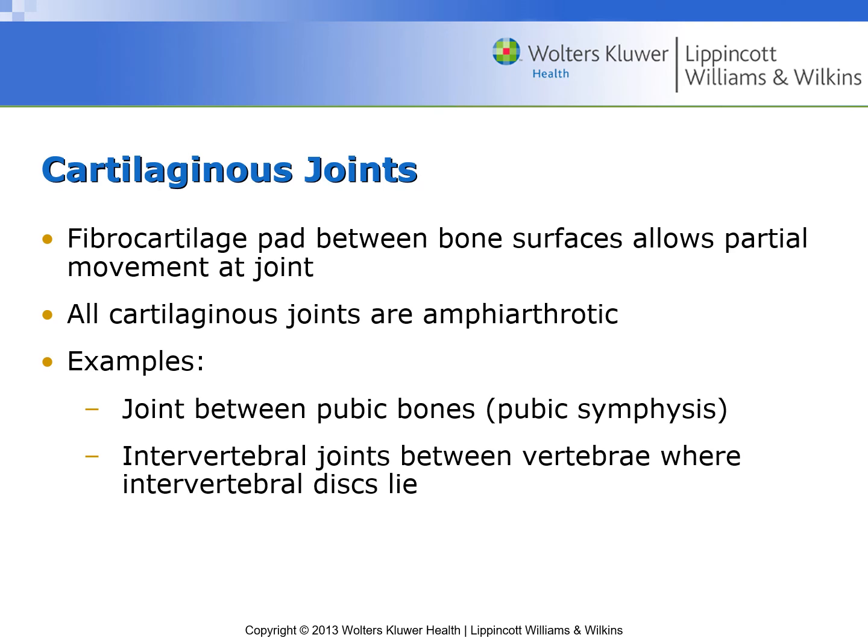Now let's look at cartilaginous joints. A fibrocartilage pad between bone surfaces allows partial movement at the joint. All cartilaginous joints are amphiarthrotic, and examples of this are the joint between the pubic bones, known as the pubic symphysis, and the intervertebral joints between the vertebrae where the intervertebral discs lie.